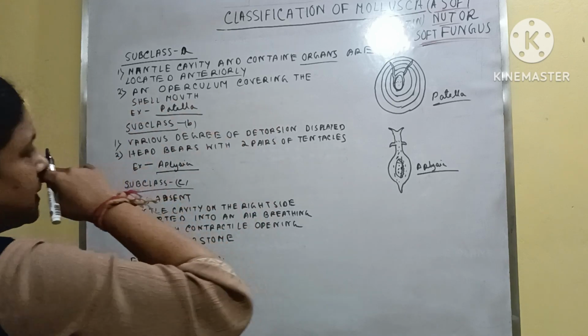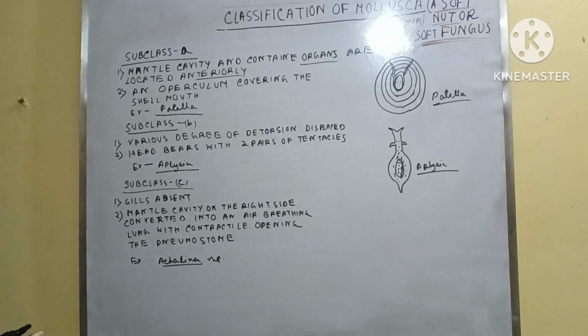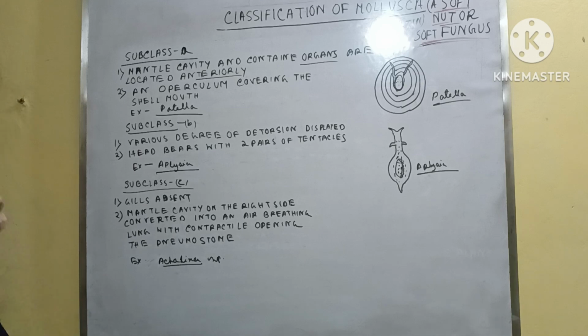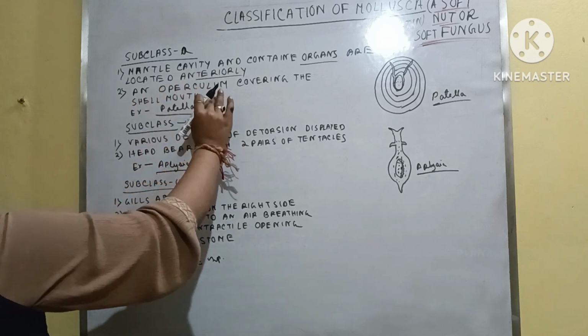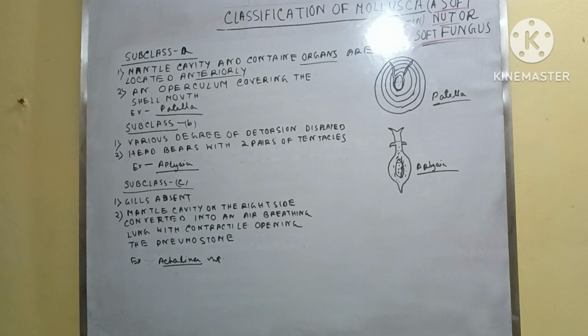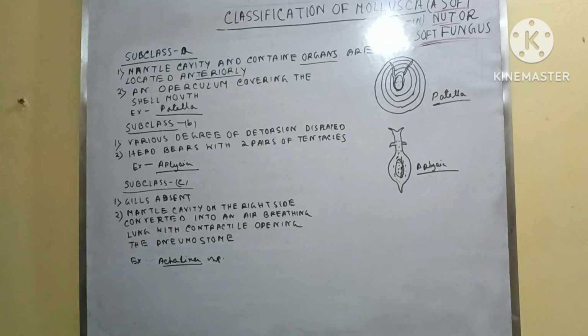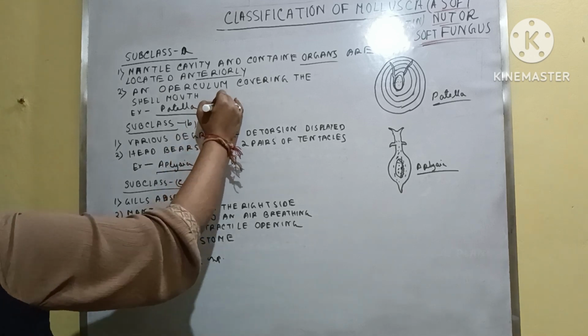Suppose the shell just covers the body, and the mouth of the shell, you can see in the snail obviously. In case of a snail, the mouth of the shell is covered by one structure that is called the operculum, and it is first seen in this subclass. An example is here the Patella, and obviously the snail. Snail means Pila.